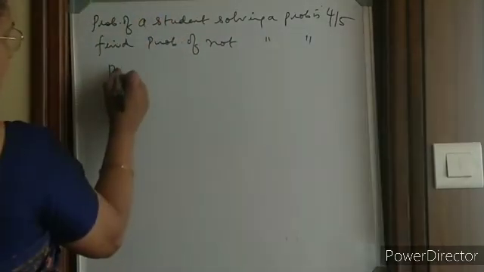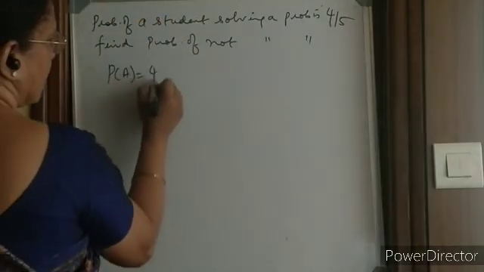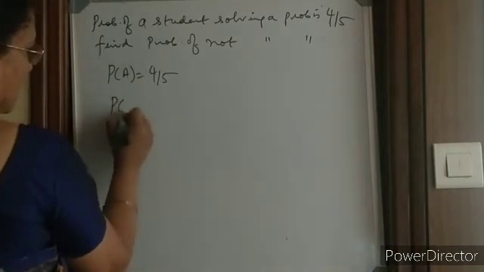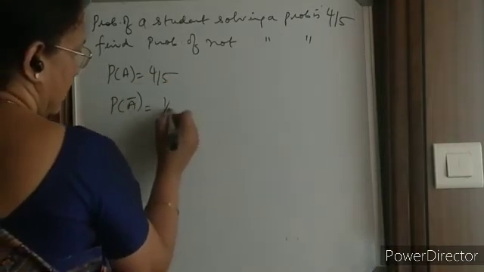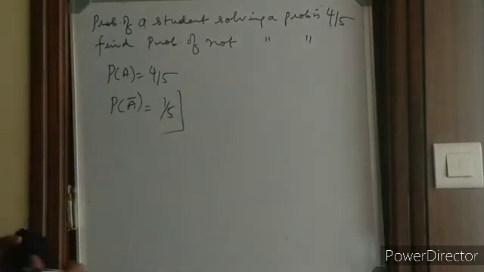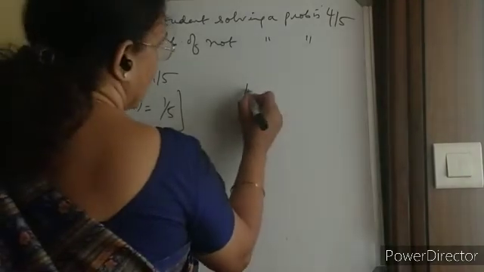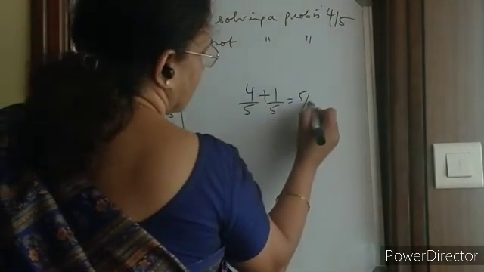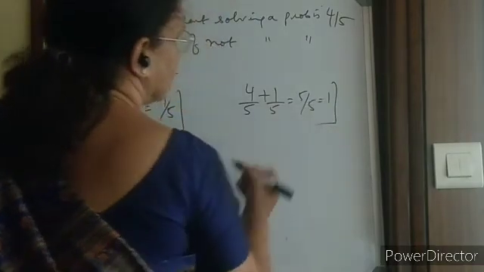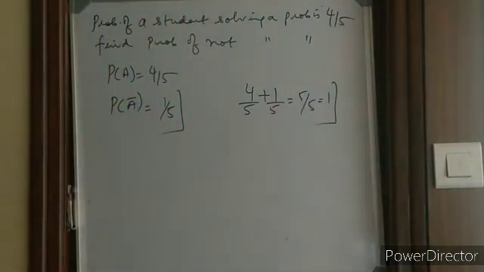So that means P of A is 4 by 5. You are supposed to find out what is P of A bar. As I told you, 5 minus 4, so it is 1 by 5. The only thing you have to remember is, 4 by 5 plus 1 by 5 is 5 by 5, and this is always equal to 1. That's what it says.